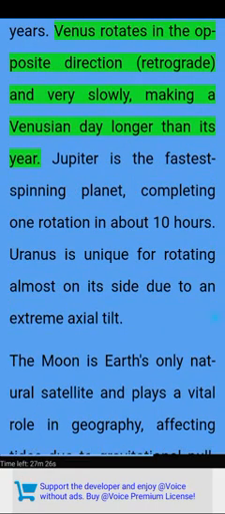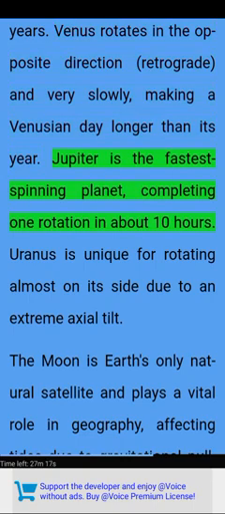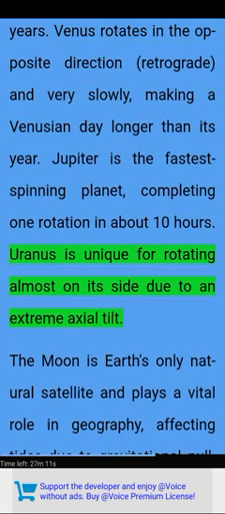Venus rotates in the opposite direction, retrograde, and very slowly, making a Venusian day longer than its year. Jupiter is the fastest spinning planet, completing one rotation in about 10 hours. Uranus is unique for rotating almost on its side due to an extreme axial tilt.